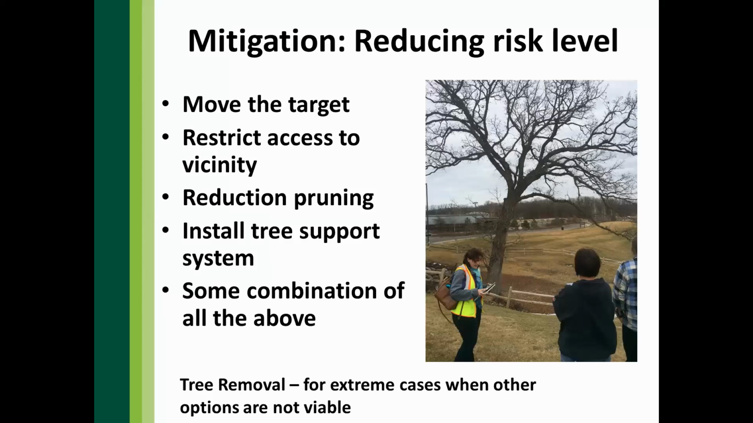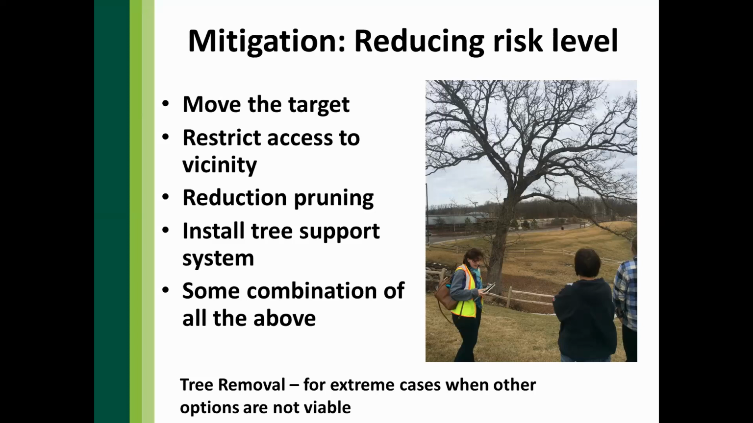So again, mitigation is just reducing risk level, and there's a whole bunch of tools in the toolbox that can make that possible. As I noted at the bottom, in the extreme ranked cases, usually tree removal is the only option. If a tree's already started to fail and peel apart, cabling wouldn't make sense; that's just a removal at that point. But in the less extreme cases where the risk ranking is not that high, you have options, like moving the target out of the way, so that if the tree failed it wouldn't hit the target, like some picnic tables or something.